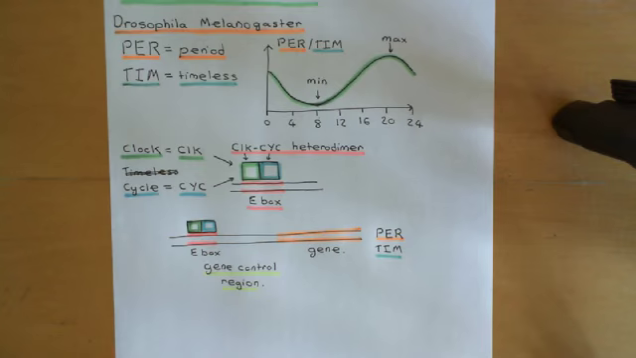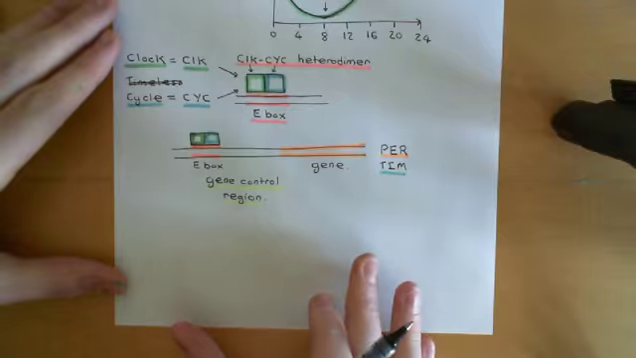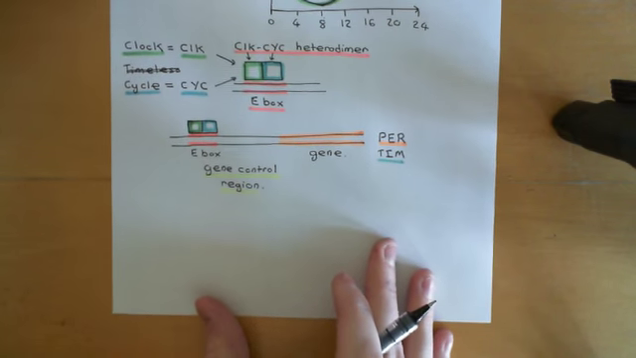Period and timeless are going to turn out to inhibit clock and cycle heterodimers. So if we've got low period and timeless, then the clock cycle heterodimers are going to be very active, basically. Right, so I'm wondering now whether I'm going to try and squeeze my picture in here or go over onto the other page. I think I'll go over onto the other page to show this next picture, because it's going to be a big picture.